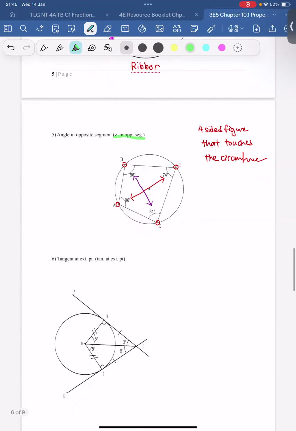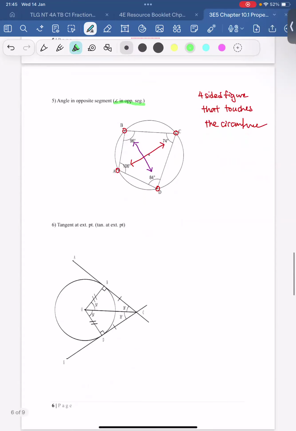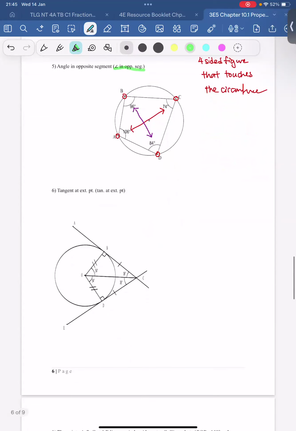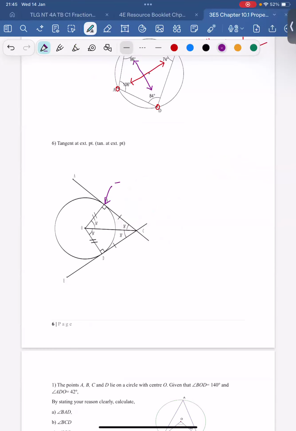Okay, last but not least, this is the only property that is out of the circle. So basically what you need is two tangents. If you have any two tangents and they intersect at an external point, then we can say that this triangle is congruent to this triangle. That means the angle is the same, the length is the same. They are exactly two triangles, but they are being flipped over.